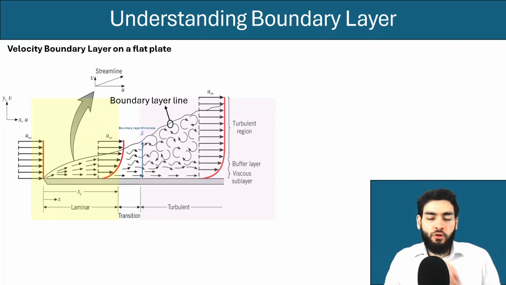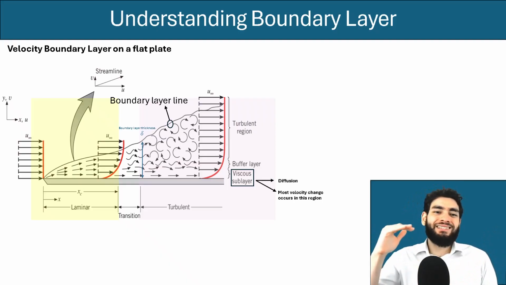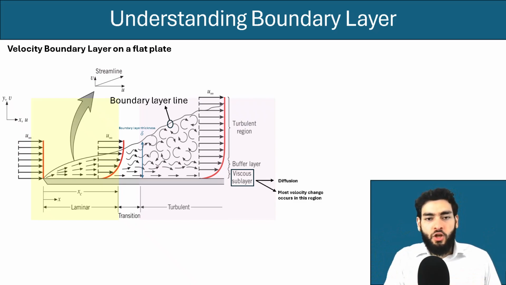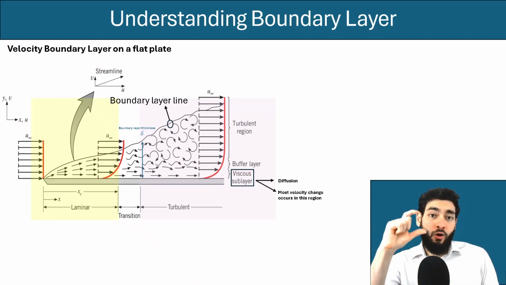So in turbulent flow, the boundary layer can be divided into 3 distinct zones or 3 distinct layers. Closest to the wall, we have the viscous sublayer. Now, in this region, transport is dominated by diffusion, and the velocity profile is almost linear. Most importantly, this is where most of the velocity change occurs. So the velocity goes from 0 at the wall due to the no-slip condition to a much higher velocity over that very small y distance.